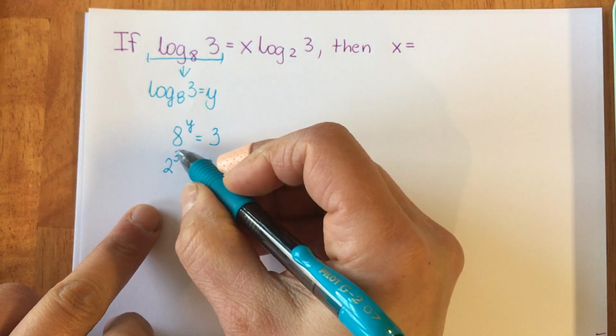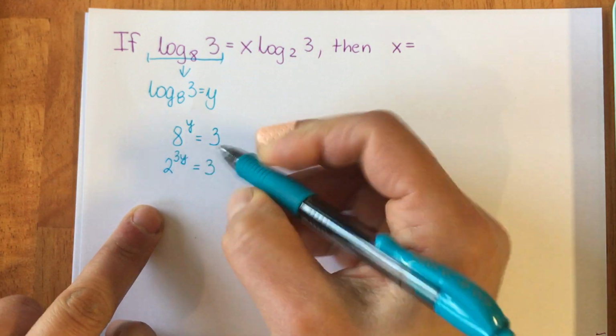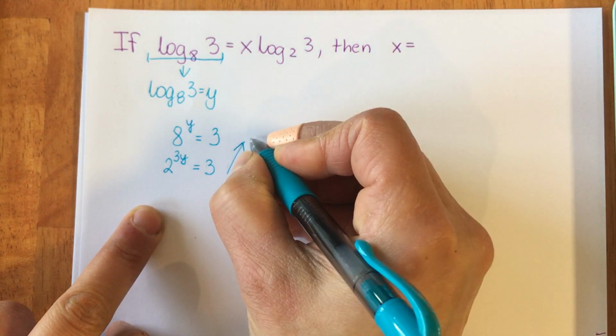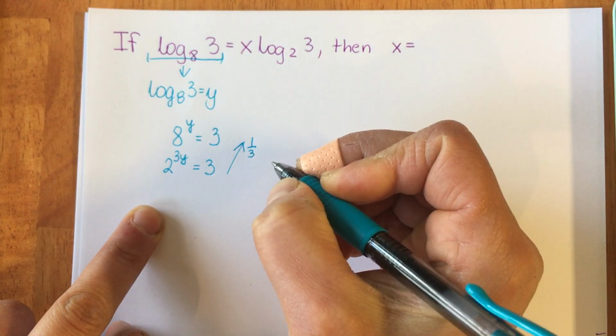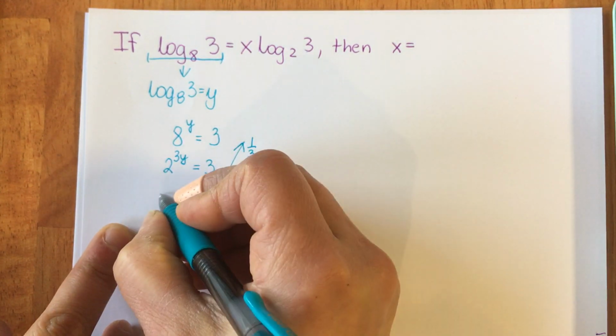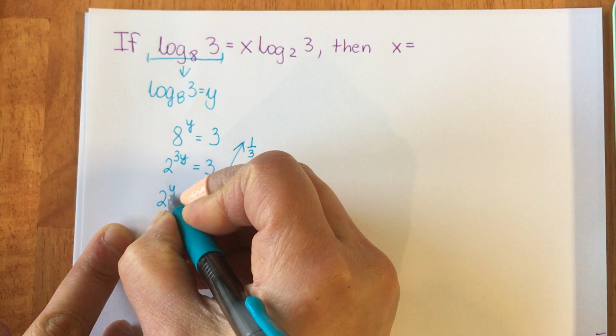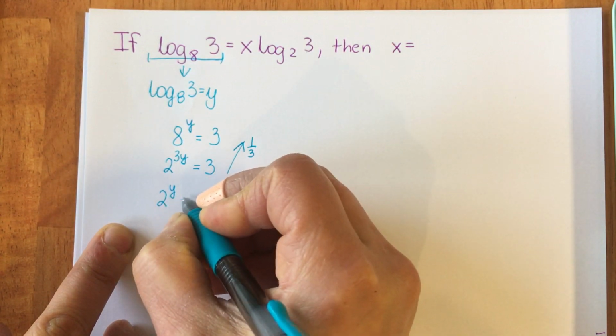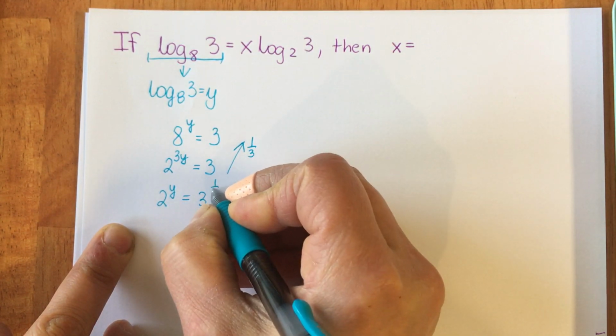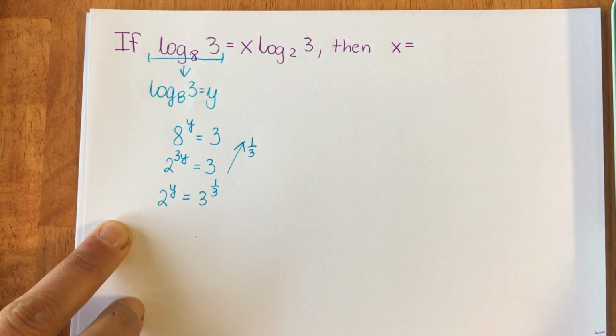Just for fun, I am going to get rid of this 3. You will see in a second why I am doing this. I will take this equation and raise it to the power of 1/3. That is going to be equivalent to 2 to the power of y is equal to 3 to the power of 1/3. Okay, let's leave this alone for a second.